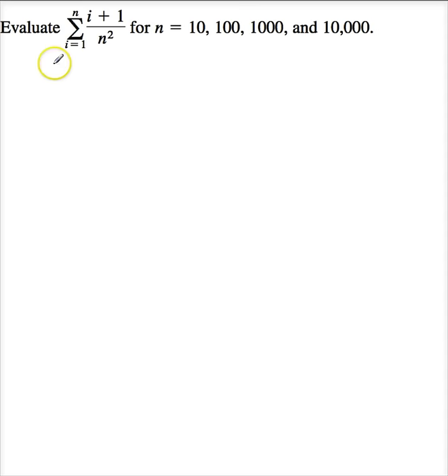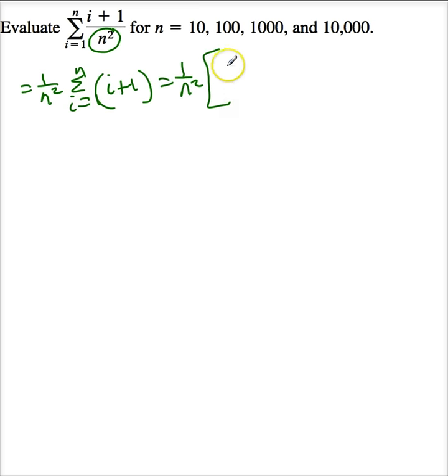Let's do an example. Suppose I want to sum from i equals 1 to n of i plus 1 divided by n squared. Well, the n squared is not part of this, so I can factor it out. Now I know this is 1 over n squared times, I can break these apart. The sum as i goes from 1 to n of i plus the sum as i goes from 1 to n of just 1.